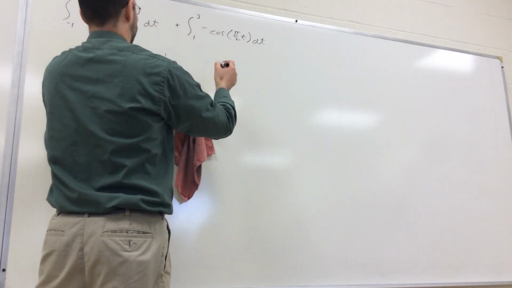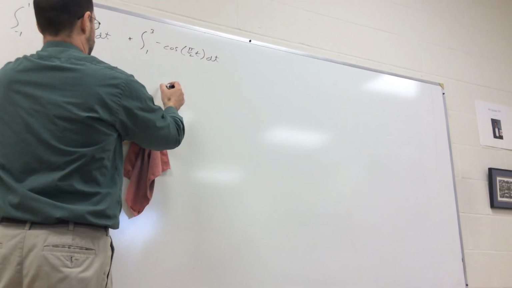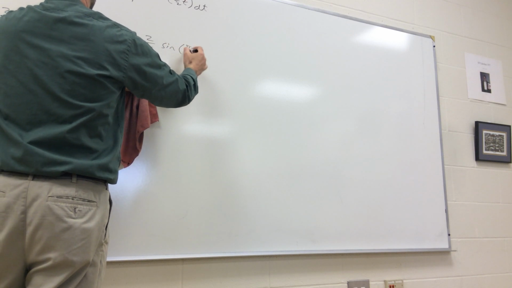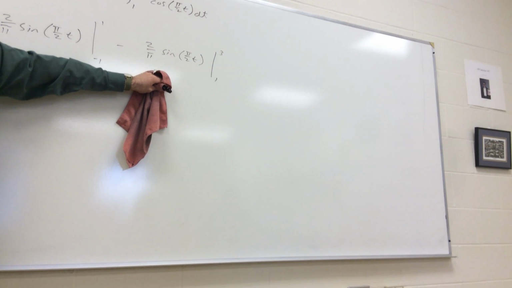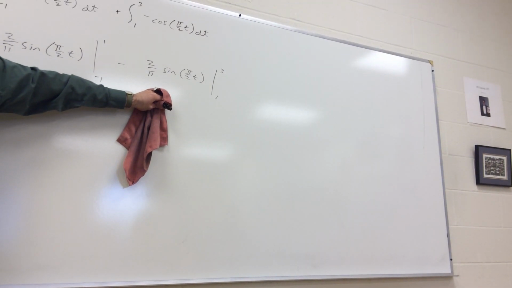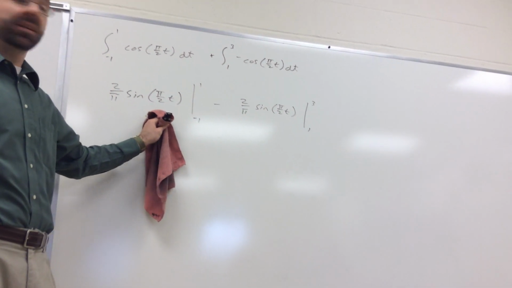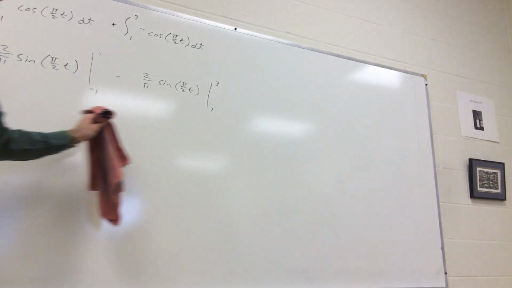So then the antiderivative is the same antiderivative, because we're taking the antiderivative of cosine. So it'll be 2 over pi times the sine of pi over 2t from 1 to 3, or plus from 3 to 1, same thing. You get the same answer. So now all I have left to do is plug in the 1 and the negative 1 and subtract, and plug in the 3 and the 1 and subtract, and then subtract my final answers.